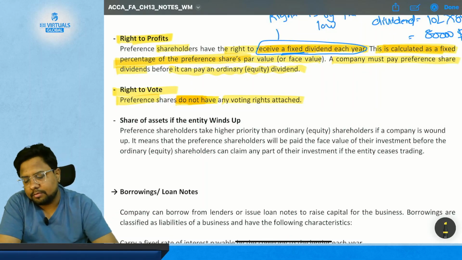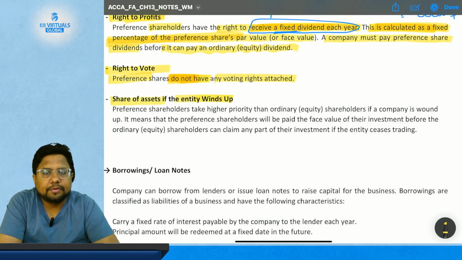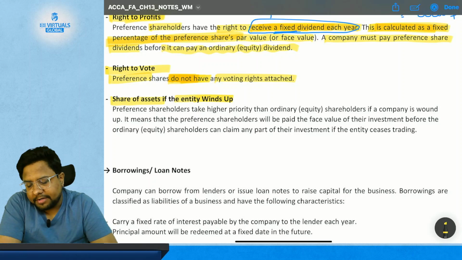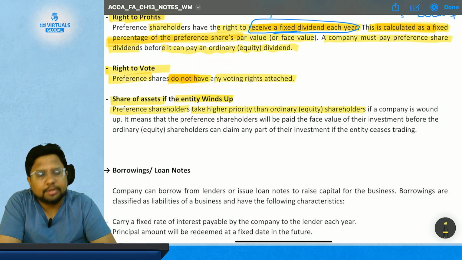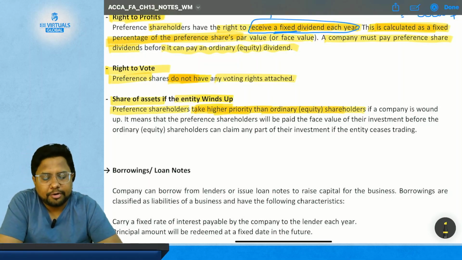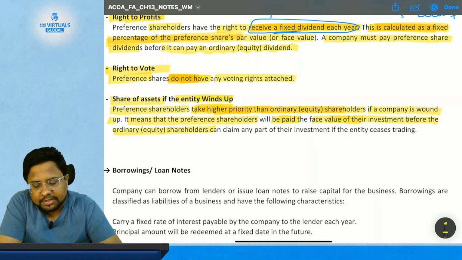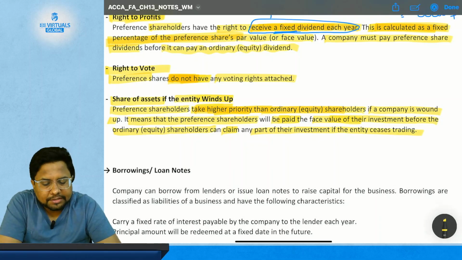Then share of assets if the entity winds up. Preference shareholders take higher priority than ordinary equity shareholders. Hence they are known as preference. If a company is wound up, it means that the preference shareholders will be paid the face value of their investment before the ordinary equity shareholders can claim any part of their investment if the entity ceases trading.